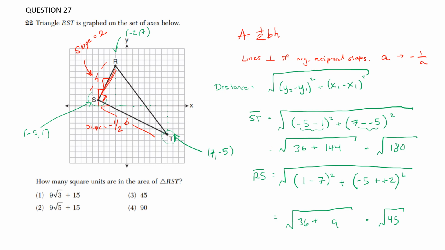So now we've found this here, I'll mark it in red. This is the base. This is the height. I'm going to push my work over to here. So area equals 1/2 base times height. And when you put these numbers in your calculator, so you say 1/2 square root of 180 times the square root of 45, you will get an answer of 45. That's choice 3. 45 square units is our answer.